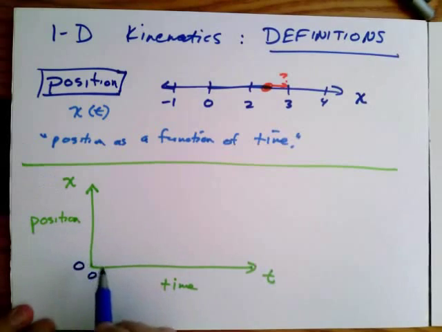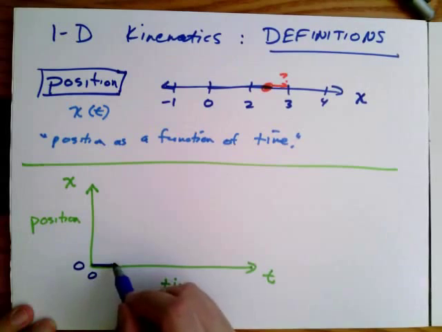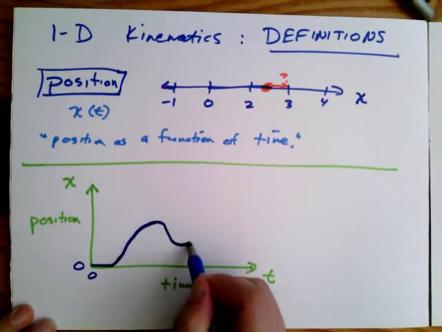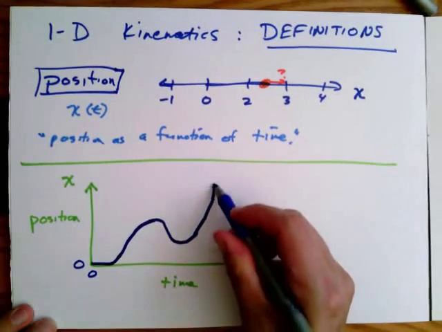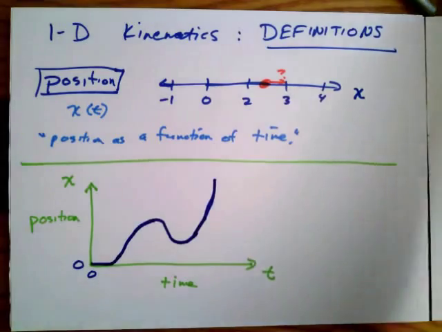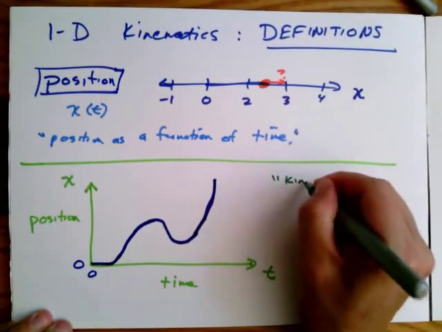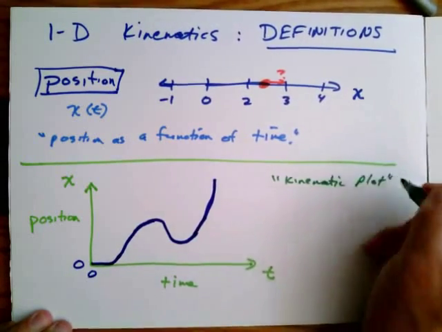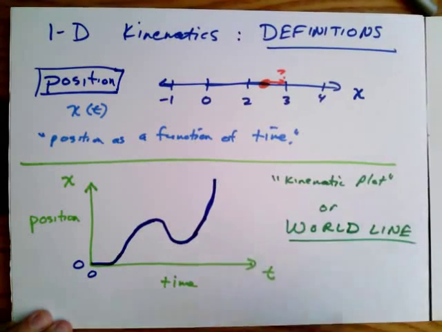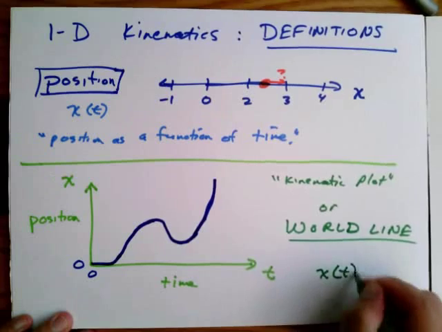So the badger starts by not moving for a little while and then moves forward, so his position increases until he begins to move backwards and his position decreases, and then he goes forward again and accelerates up and his position increases. Just like that. So this description is a complete description of his motion. This is the kinematic plot, sometimes known as a world line. Once I have x versus t, I know everything about the motion of the badger.